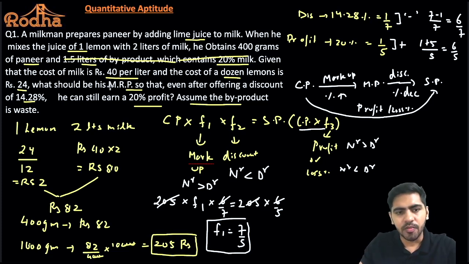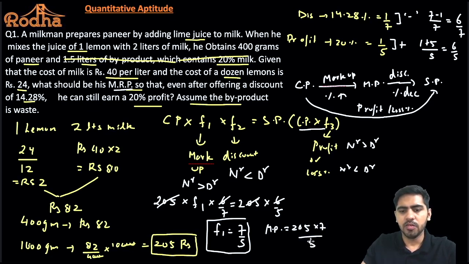And the question is asking me what should be the mark price, right? So if my cost price is 205, my mark price should be nothing but 205, and on that I apply a markup of 7 by 5. So this value will come out to be nothing but 287. So that is my required answer, isn't it? I hope you guys could follow this, the successive percentage change here, which is an application of percentage in profit, loss and discount. So the required answer is definitely 287.